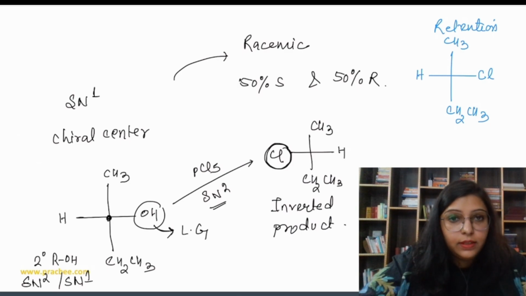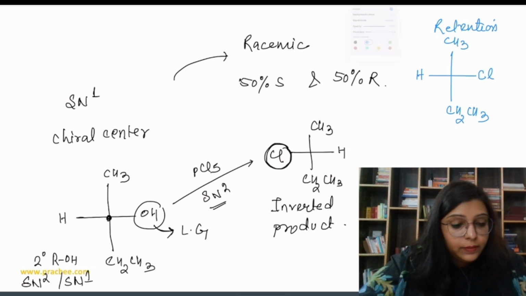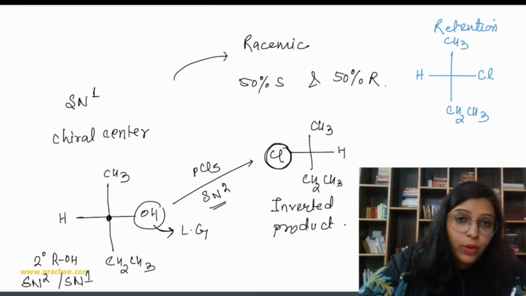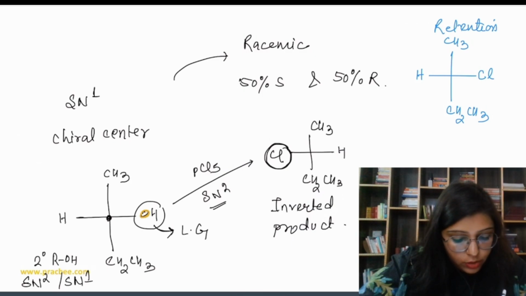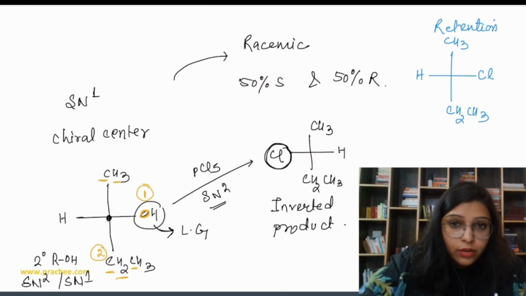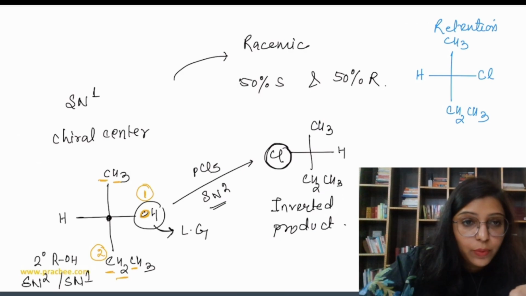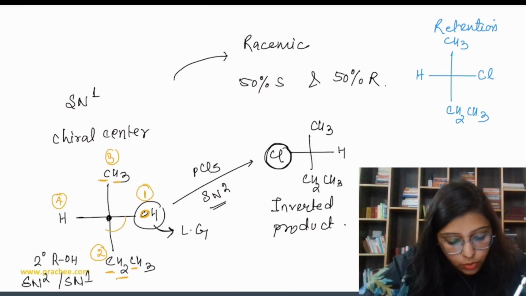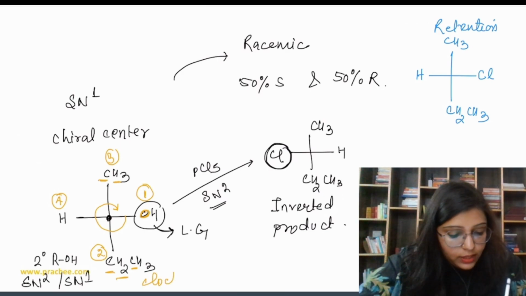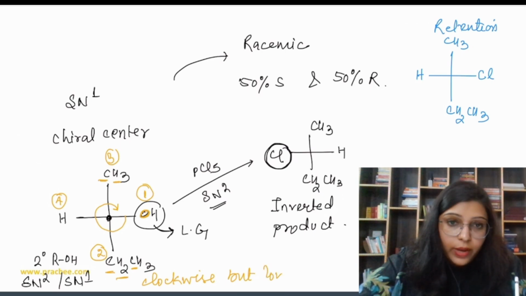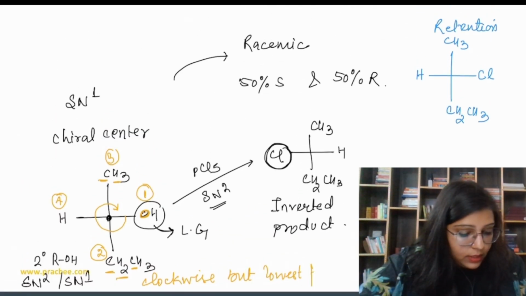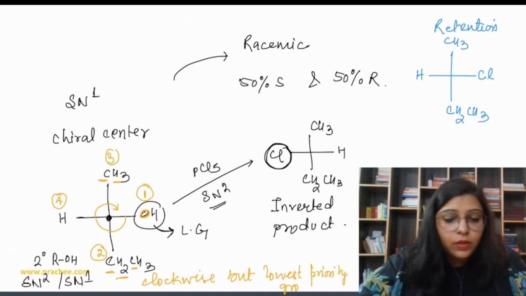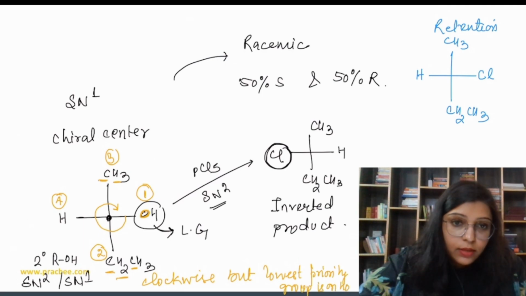That's it. And now how to find out R and S? You have to do the numbering on the basis of priority, and the priority you have to decide on the basis of atomic number. So oxygen atomic number is highest, so you give number one to this one. Then you give second number to CH2CH3, because carbon is bonded to carbon and 2 hydrogen. Here carbon is bonded to 3 hydrogen, so one carbon is extra in the second one, and carbon atomic number is more in comparison to hydrogen. So here you get number 3 and here you get number 4. Now you have to move from 1 to 2. When you move from 1 to 2, this is clockwise, but the lowest priority group is on horizontal line.